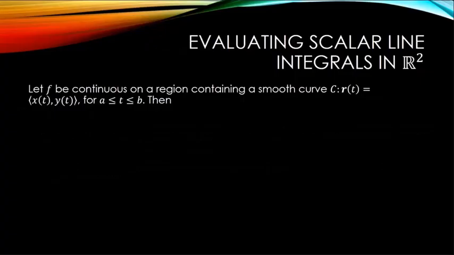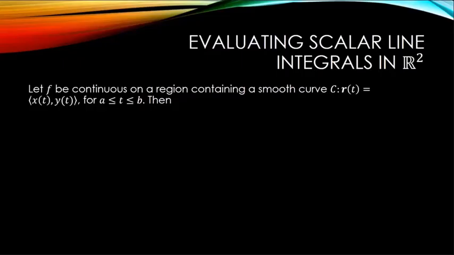So if I need to evaluate a scalar line integral in R2 with a parameterization that is not arc length, I need to let f be continuous on a region containing a smooth curve C that is defined by the vector r of t is equal to a vector with the components x of t, y of t, where a is less than or equal to t, which is less than or equal to b.